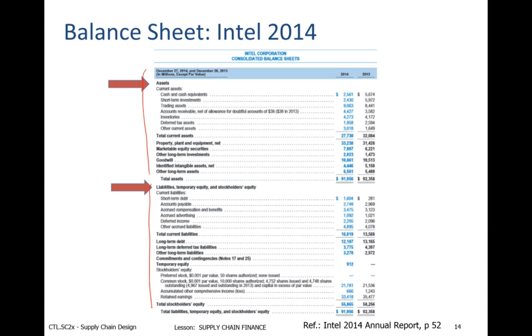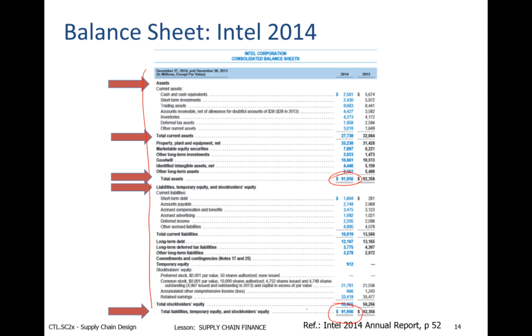Let's look just to be sure. What's the total assets we see in 2014? Well, $91,956,000,000. Total assets, total liabilities, $91,956,000,000. Yes, indeed, the assets do equal the liabilities, as we point out here.